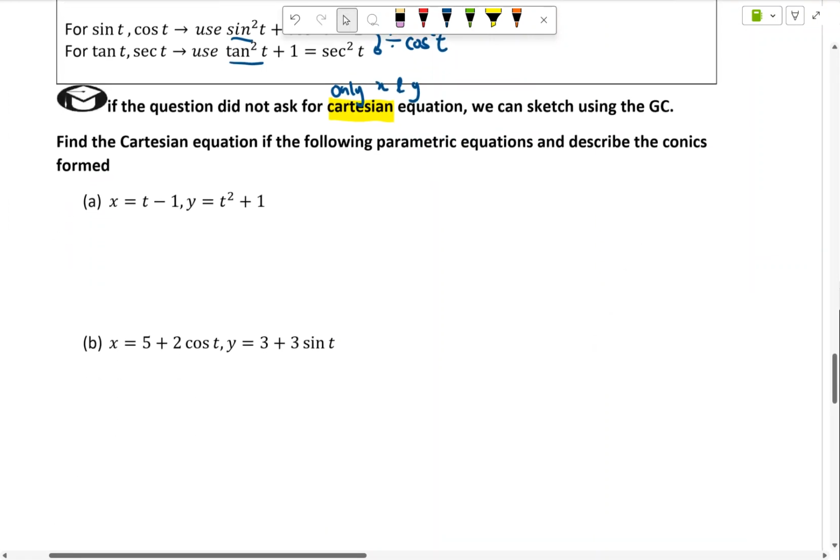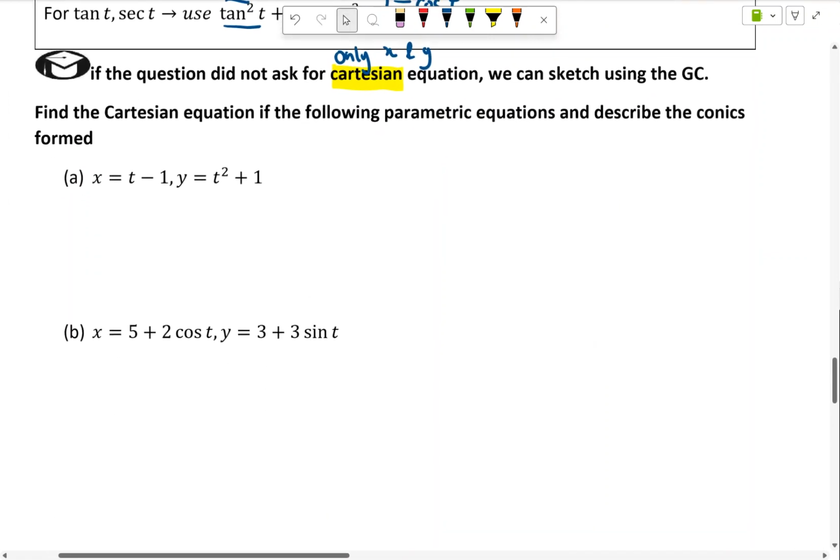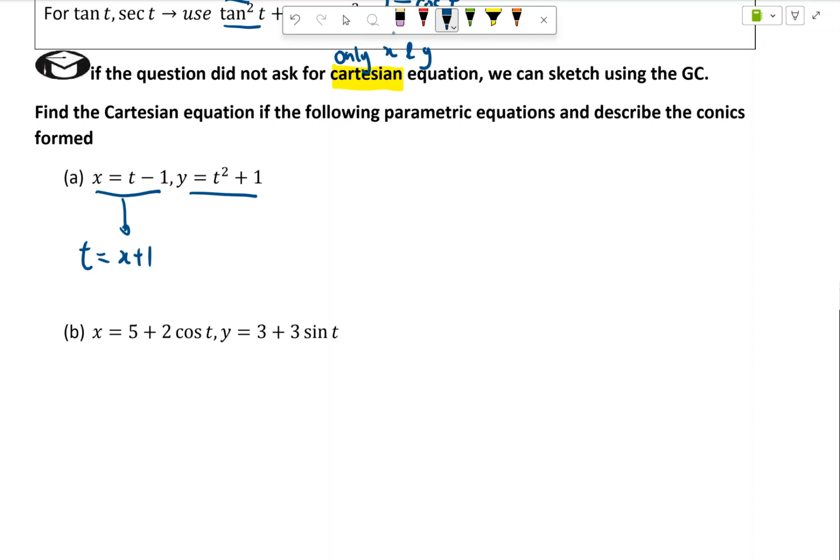Okay? The first skill to use if the question is asking for Cartesian equation. Sometimes the question does not ask for Cartesian equation, which I will talk about in other videos. If the question is asking for Cartesian equation, scenario number 1, look for which equation can make t the subject easier. So I look at this and I look at this. So obviously here I can make t equals x plus 1. Now I have this, I sub into the y. y is equal to, t is x plus 1, right? x plus 1 square plus 1. And this is the Cartesian equation already. Does it have any t? It doesn't have any t.